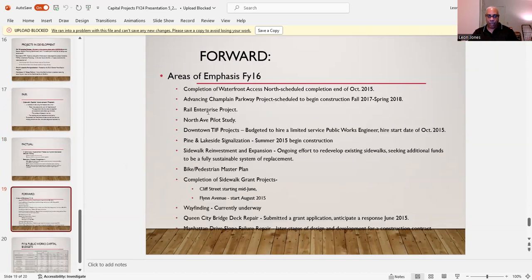And then forward, areas of emphasis. This is the completion of a project, the advancing of a project schedule, because you can advance schedules, TIF projects. What are you going to do? Budgeted to hire a limited service project works engineer. Tells you when construction is going to begin on certain projects. Completion of grant projects. Wayfinding currently underway. Just gives you a schedule.